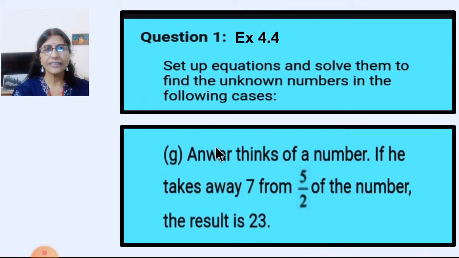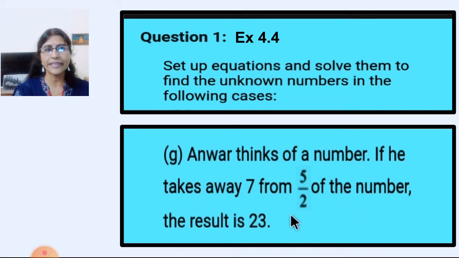Now one more question. This is set up equation and solve them. First we will set up an equation from this question. This is given in the form of a statement. We will form an equation and then we have to solve it. So let us read this. Anwar thinks of a number. If he takes away 7 from 5 upon 2 of the number, the result is 23.